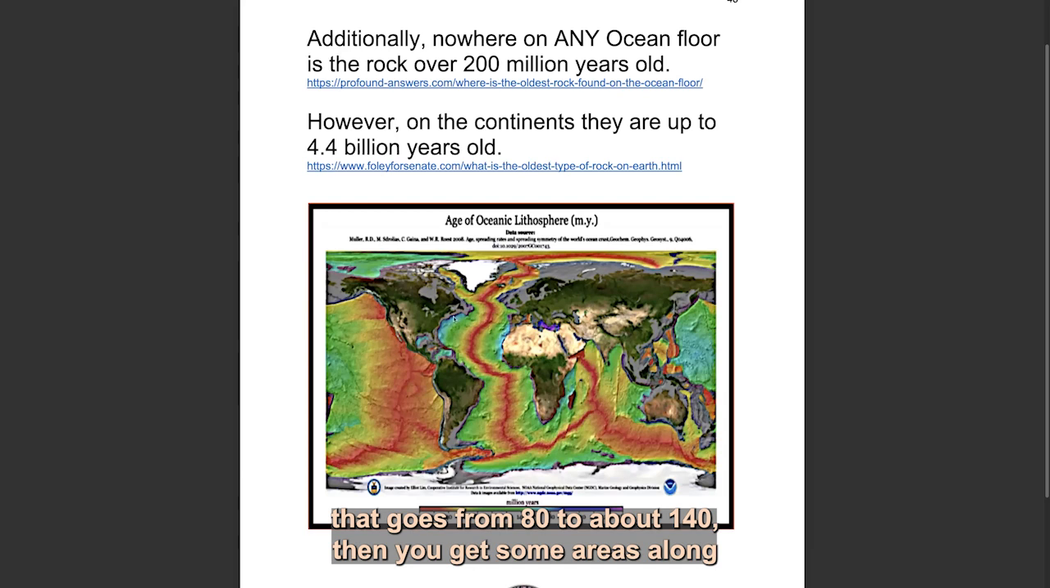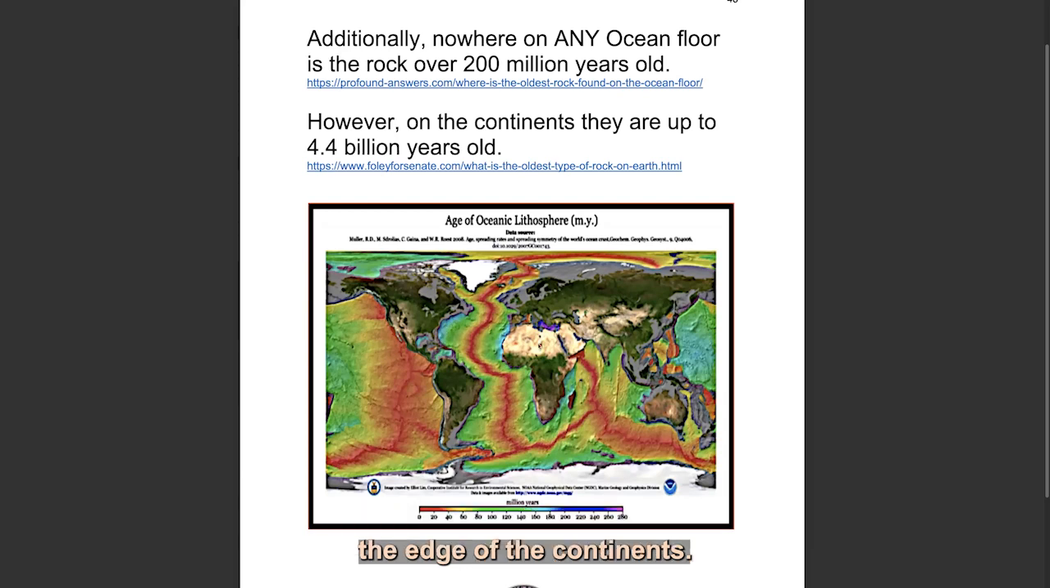Then you get some areas along the edge of the continents. And this one big area, which was Lemuria, a big portion of Lemuria, all is less than 200 million years, even that area. So that means that area wasn't there. This was here 200 million years ago, but even before that, it actually wasn't there. That portion of Lemuria formed and was destroyed.